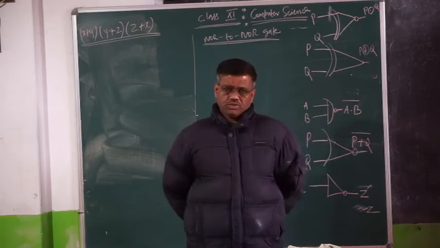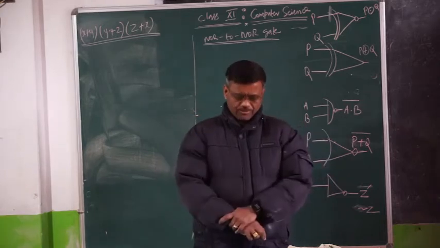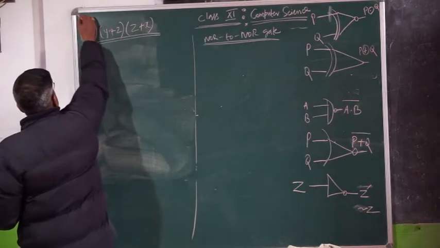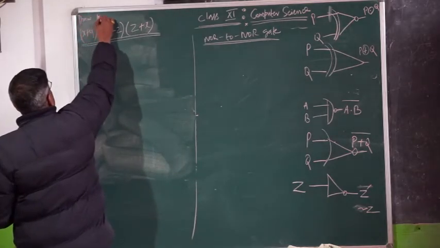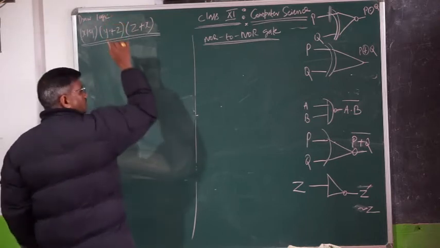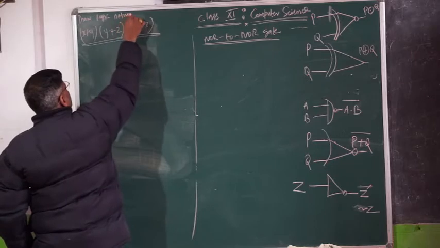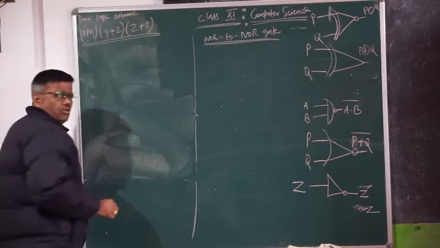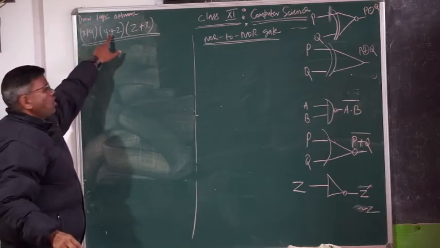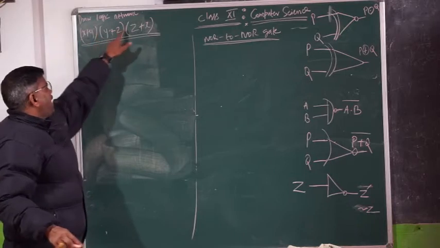Here is a Boolean expression. I want you to construct the logic network. Draw the logic diagram, this is a Boolean expression. The logic diagram or logic network method is simple. What operation do you have? OR. What do you have? OR. What do you have? OR. All of them, this and this is connected by AND.